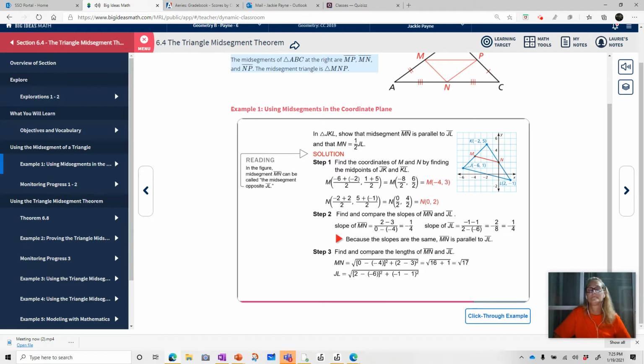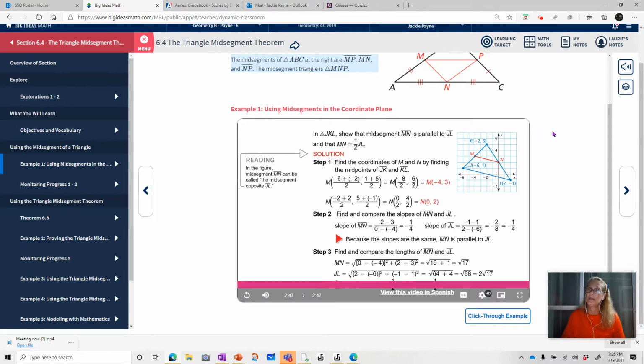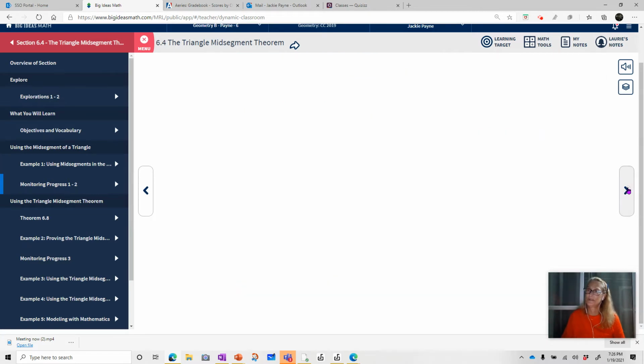JL is equal to the square root of (2 minus -6) squared plus (-1 minus 1) squared. Simplify, and this is equal to the square root of (64 plus 4), which is equal to the square root of 68, which is equal to 2 times the square root of 17. Because the square root of 17 is 1/2 times (2 times the square root of 17), MN is equal to 1/2 JL. So for each one of these parts, we're going to review the concept of slope and distance formula. It's also in our notes.